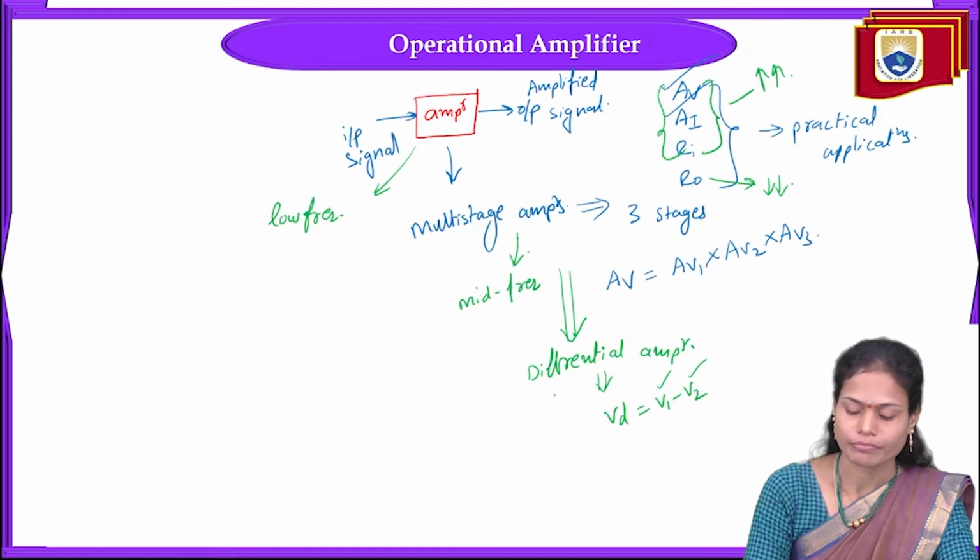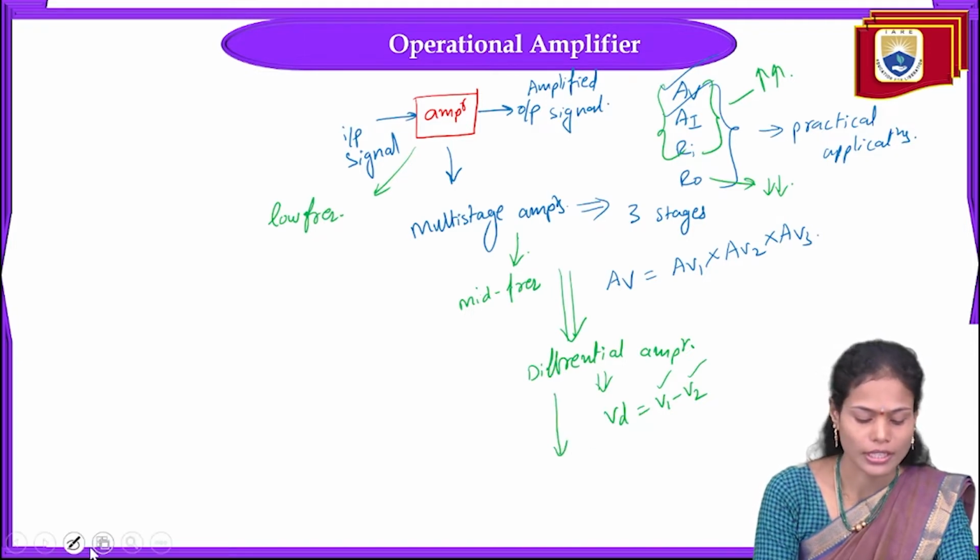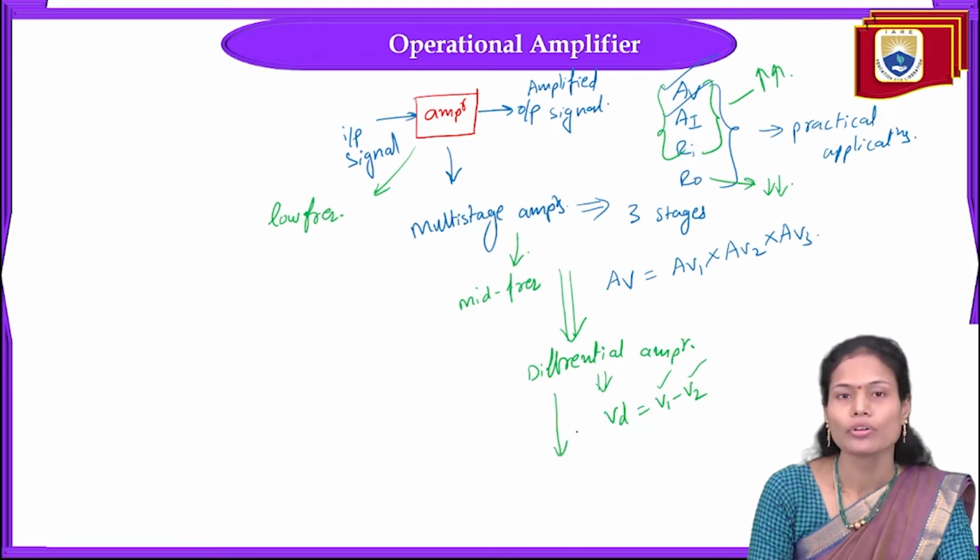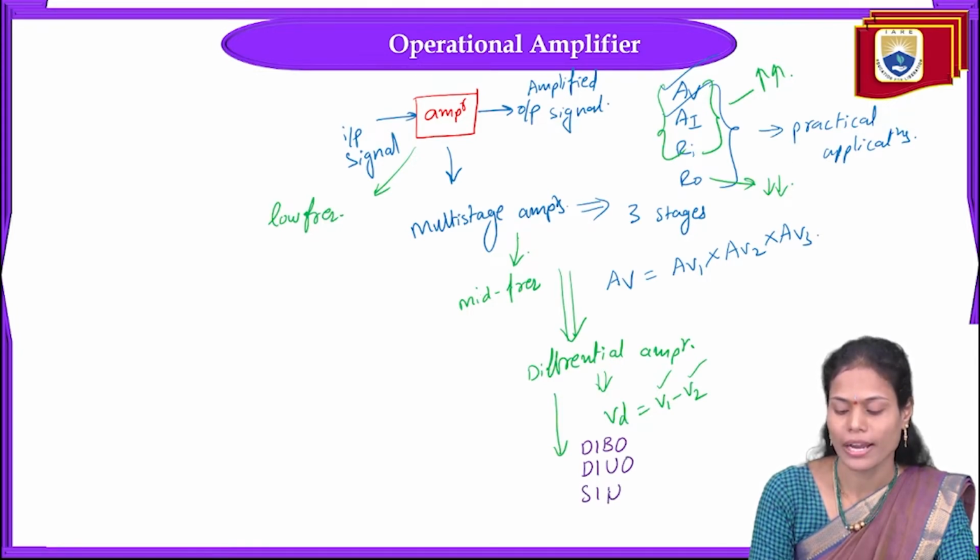The differential amplifier is available in four configurations: dual input, balanced output; dual input, unbalanced output; single input, balanced output; and single input, unbalanced output.